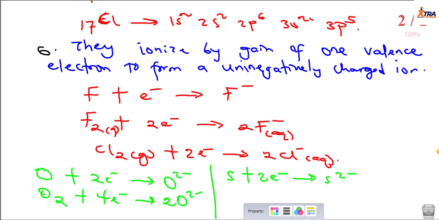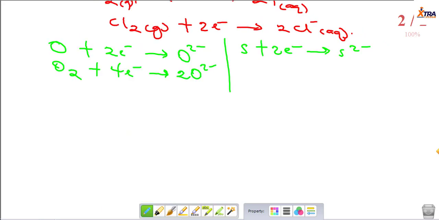Sorry, we didn't mention this in the previous lecture. Then back to group 7. What can we say about the oxidation state? They have an oxidation state.